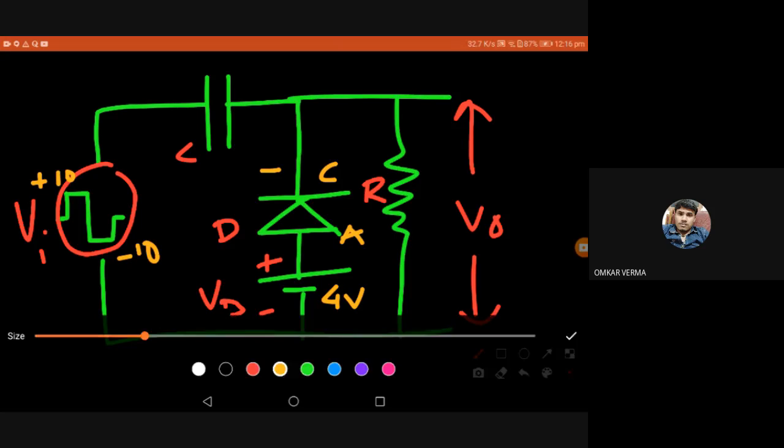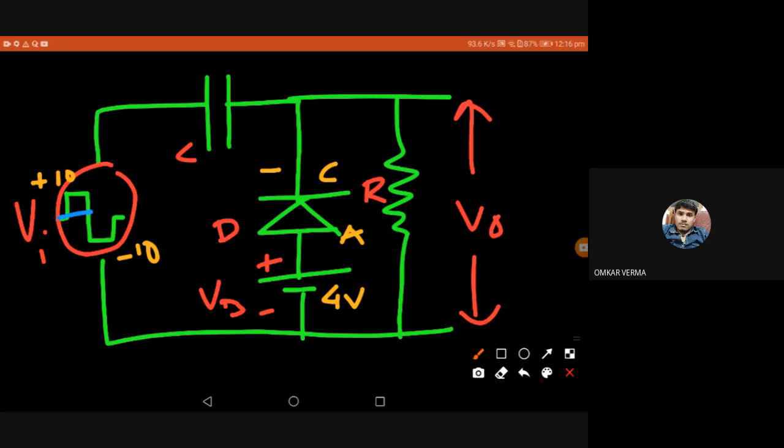I'm using blue color, analyzing the negative cycle. When the negative cycle comes, the input is minus and plus 10 volt. We can assume this is a DC voltage coming across the capacitor, minus plus 10 volt, which is forward biasing the diode. Now we can assume the diode is forward biased, short circuited. Now let's calculate VC. What is the VC right now?